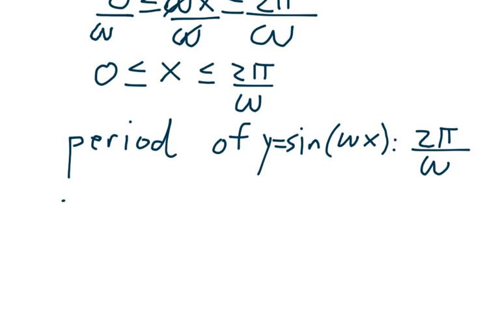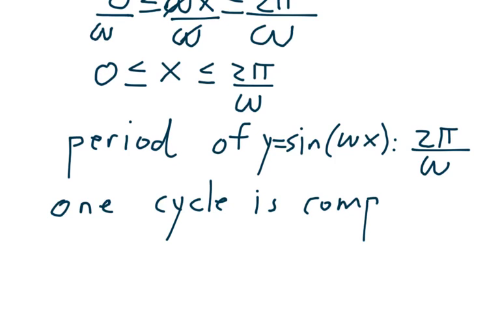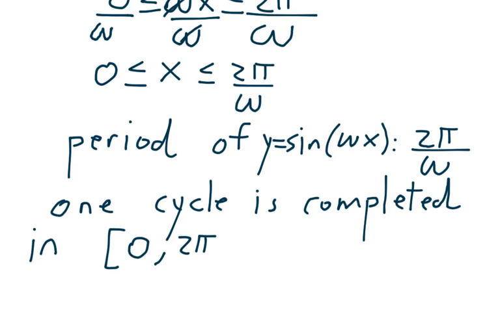And that also tells us one cycle is completed in the interval 0 to 2 times pi divided by omega. So essentially, if we want to graph sine of omega times x, if we want to see a full cycle of that, we have to plot this on the interval from 0 to 2 times pi divided by omega.